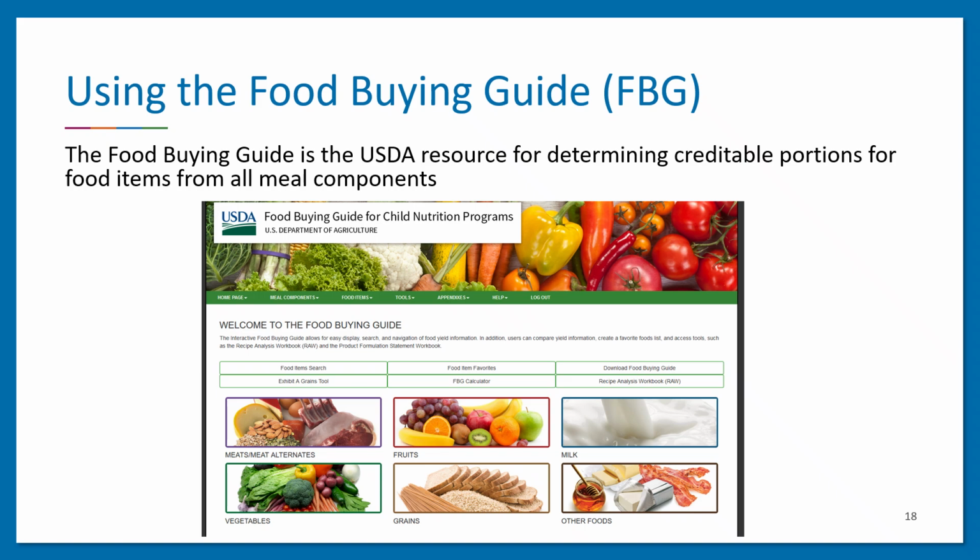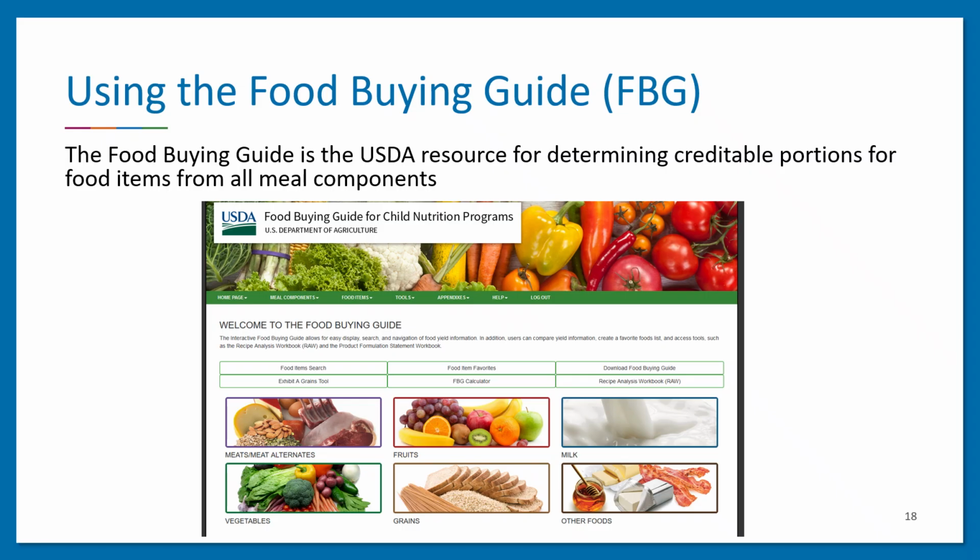To do that, you will need to use the Food Buying Guide, also known as the FBG for short. The Food Buying Guide is the USDA resource for determining creditable portions for food items from all meal components. On the screen is an image of the Food Buying Guide homepage. A link to the web page is available in the description section below.